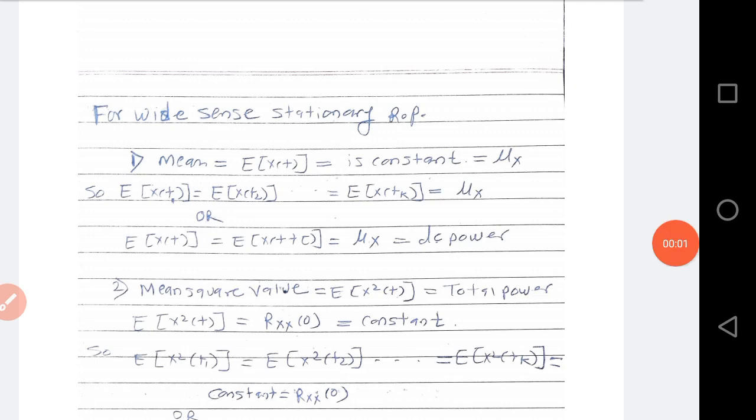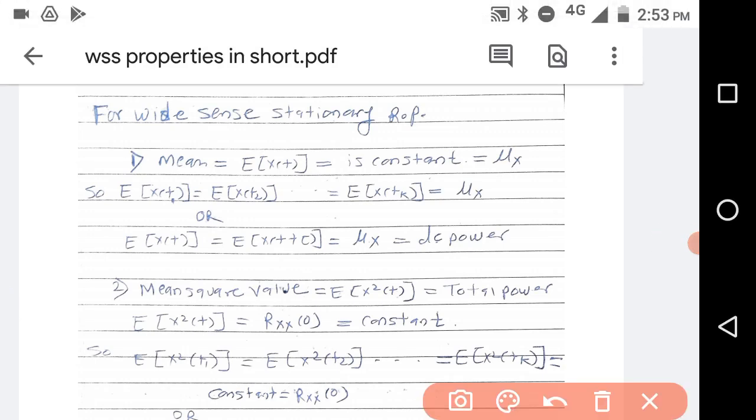In this video, we will see, in short, all the properties of wide-sense stationary random process. Detailed description of all this we have already covered in the previous videos. So, for a wide-sense stationary random process, mean, that is E of x(t), is constant. Mean is constant. That E of x(t) has the notation mu x also. So mean is constant. That means we can write it as E of x(t1) is equal to E of x(t2) is equal to E of x(tk) is equal to mu x, because it is not depending on the time.